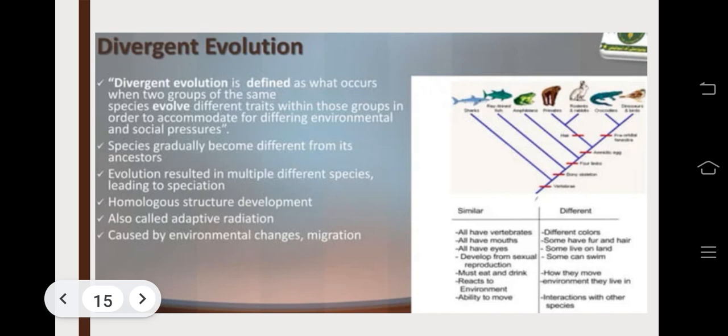Similar: all have vertebrates, all have mouths, all have eyes, developed from sexual reproduction. Most eat and drink, and react to the environment with the ability to move. Different colors, some have fur and hair, some live on land, some can swim. How they move? Environmentally, they live in interaction with other species.